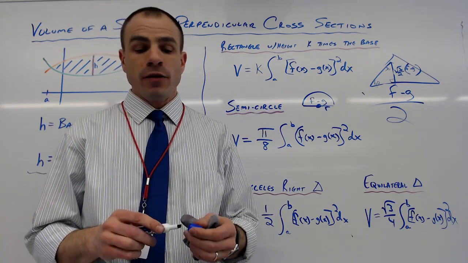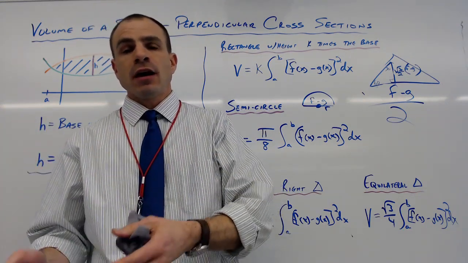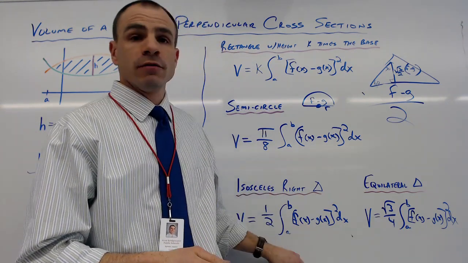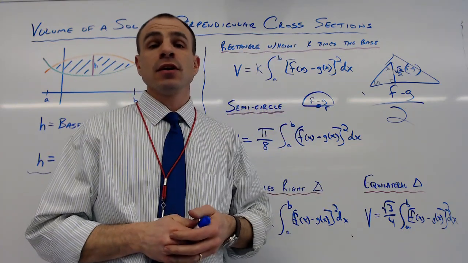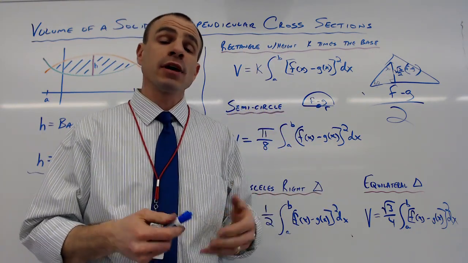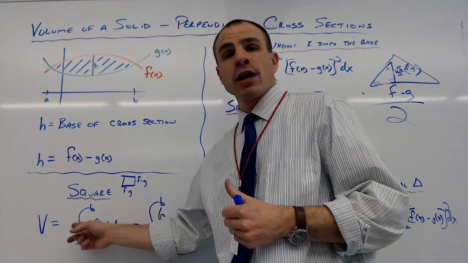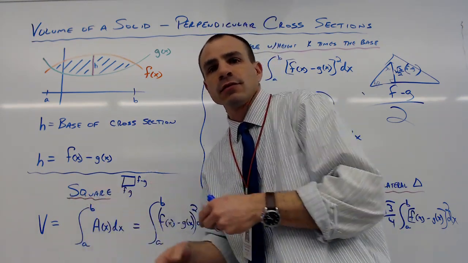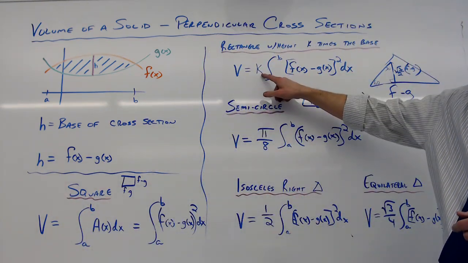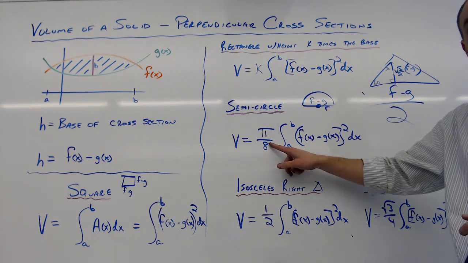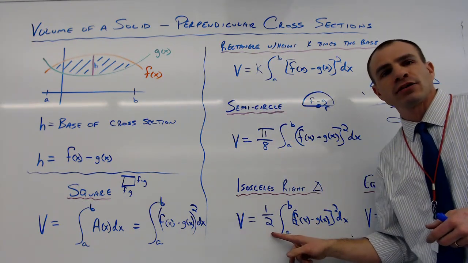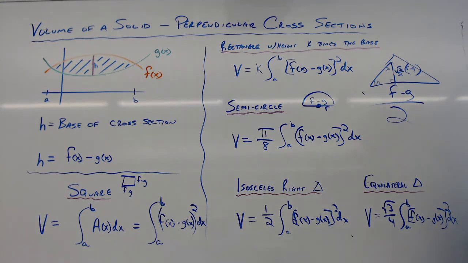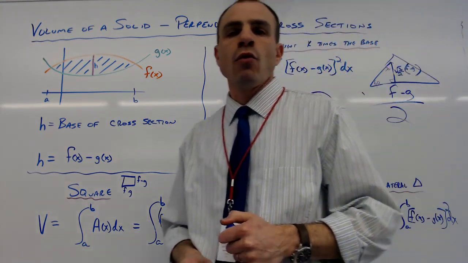So you can see with all the shapes, it's upper curve minus lower curve, wrapped in parentheses, squared, and then there's some kind of coefficient. If it's a square, the coefficient's 1, so that's, I guess technically it's 1 there. If it's a rectangle, it'll be k; semicircle, pi over 8; isosceles right triangle, 1/2; equilateral triangle, radical 3 over 4.